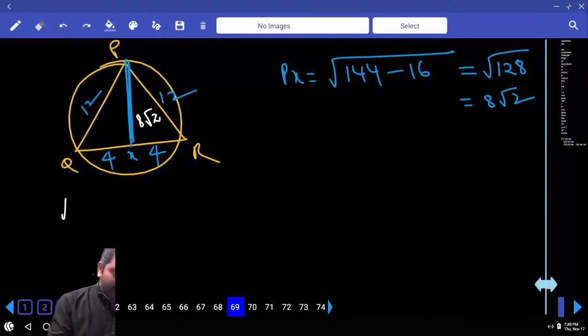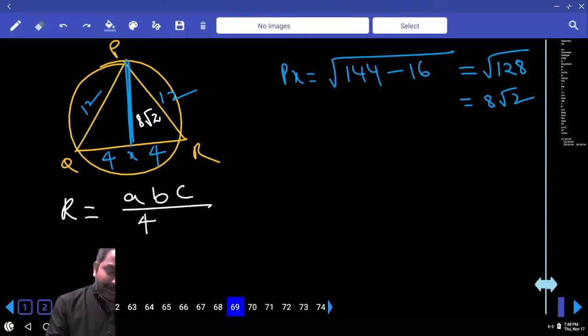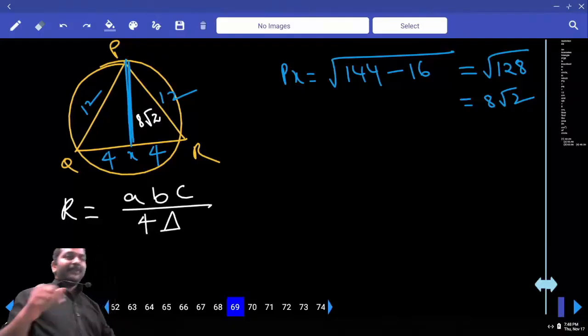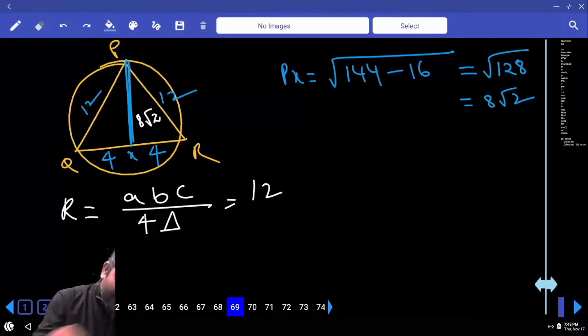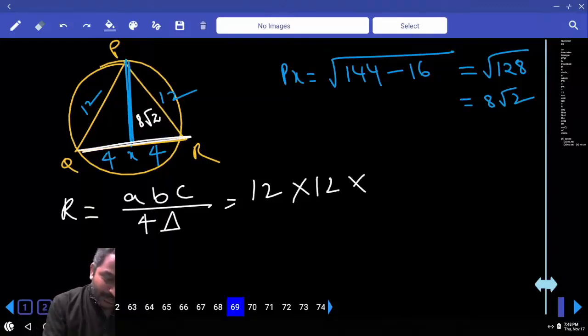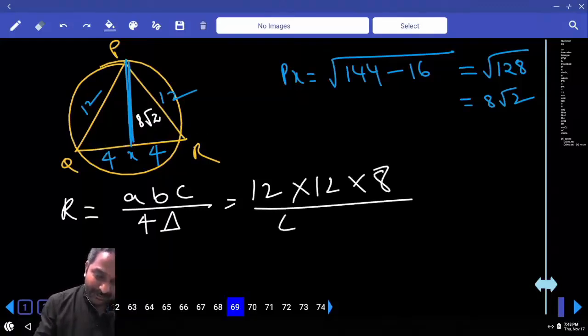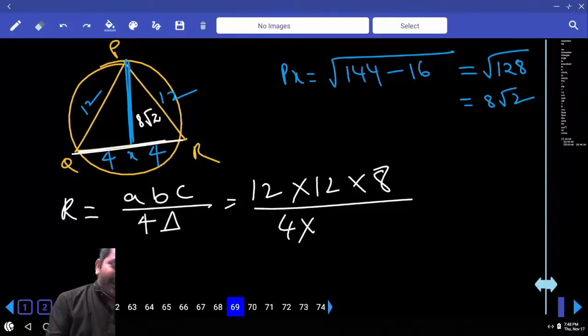Circumradius is equal to abc by 4 delta. What is delta here? Area of the triangle, which is base into height only. And for that purpose we calculated PX. What is the a value? 12. b value, 12. c value, 8, by 4 times the triangle area. Half base into height, what is the base? 8. Height? 8 root 2.